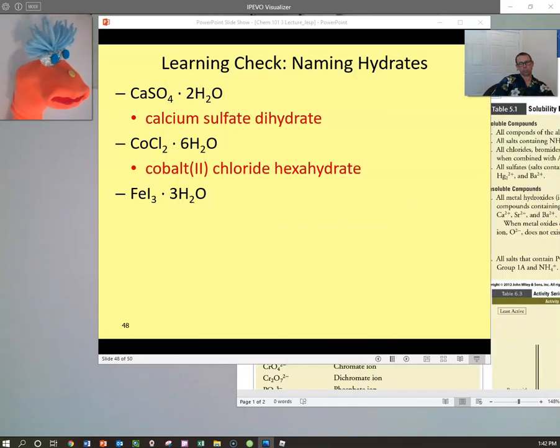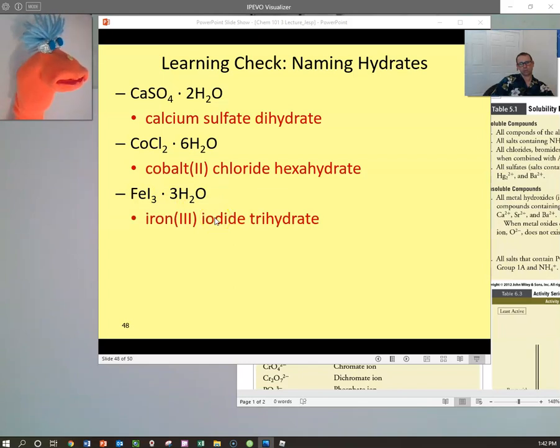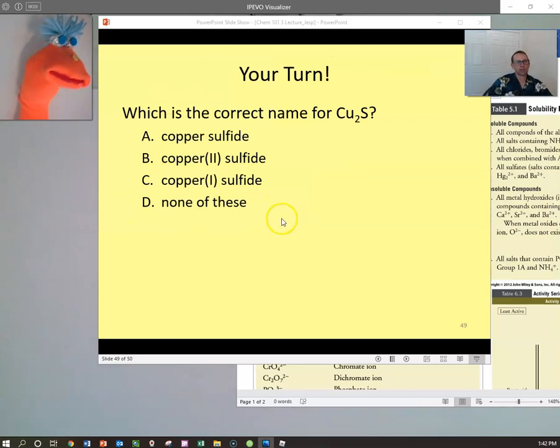So if there's 3 needed for the iron, that means it's iron 3, and iodine goes to iodide. Iron 3 iodide trihydrate. Iron 3 iodide trihydrate. Very good. Excellent work. All right, here's a little tricky one now. What is the correct name for Cu2S? Is it copper 2 sulfide?